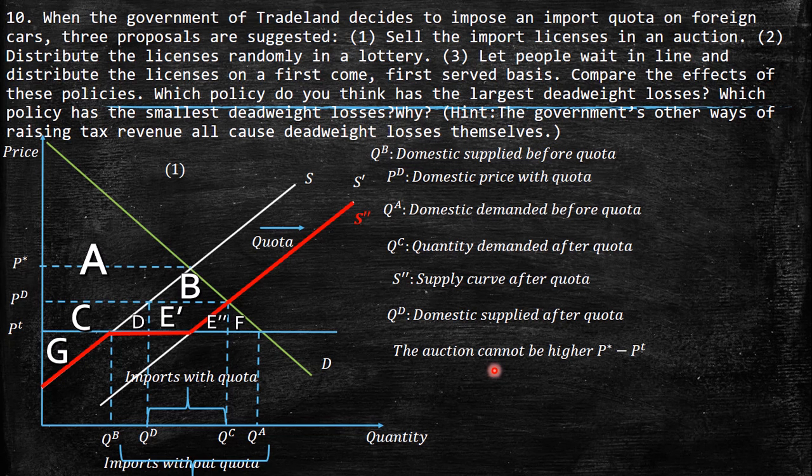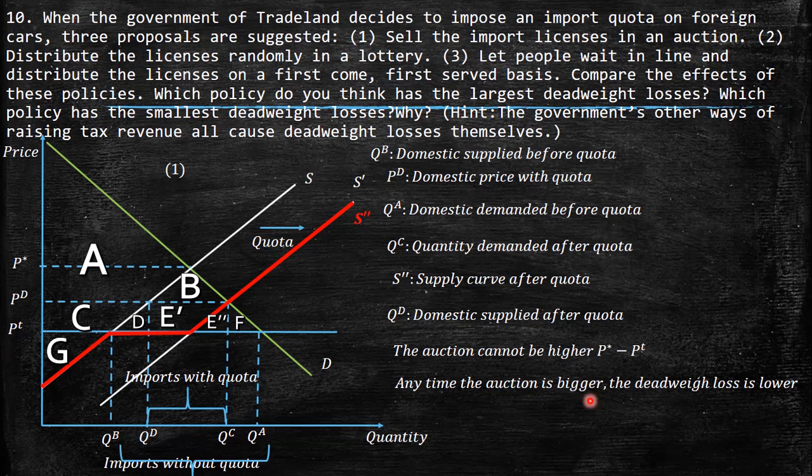So the second one: distribute the licenses randomly in a lottery. Before that, it's important to take into account that any time the auction price is bigger, it means that there is less intervention with the quota policy.